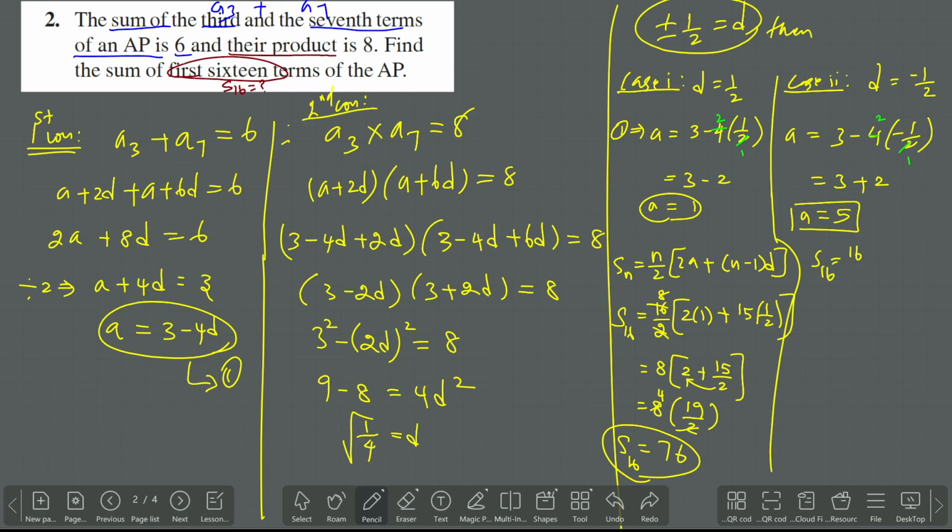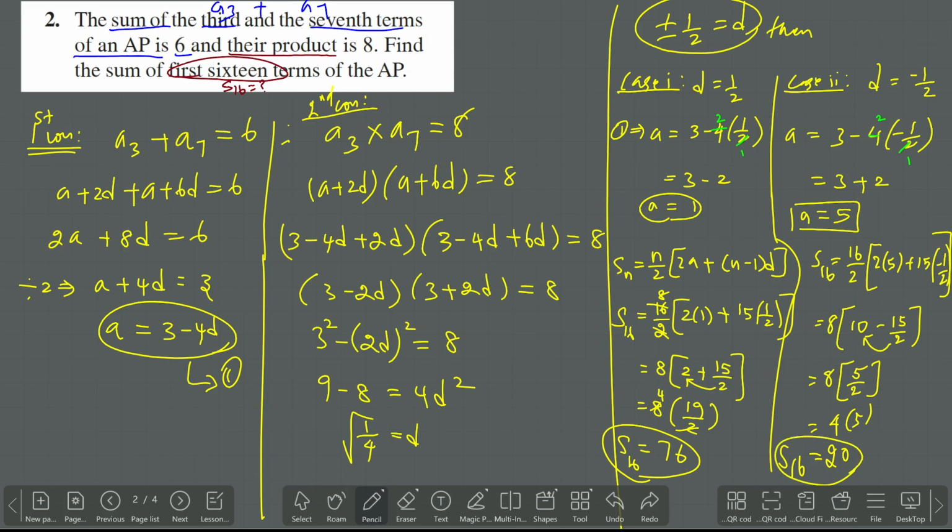S16 equal to 16 by 2 into 2 into a value. A value what Raja? 5, plus n value 15, that means 16 minus 1. Okay. And d value minus 1 divided by 2. So close bracket. Here 16 by 2 we can write 8. 2 5s are 10, plus and minus minus 15 divided by 2. Take cross multiple. What am I getting? 20 minus 15, 5 divided by 2. When I cancel, 4 into 5, which is equal to 20. So what is this? Sum of 16 terms of the AP.